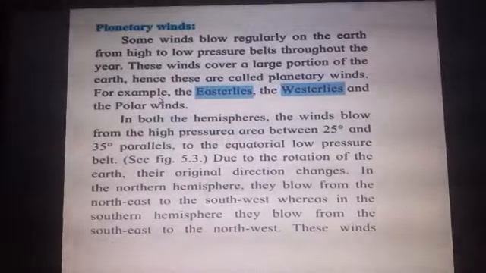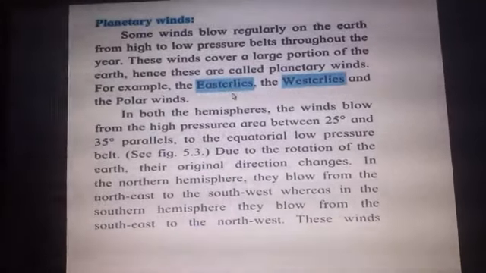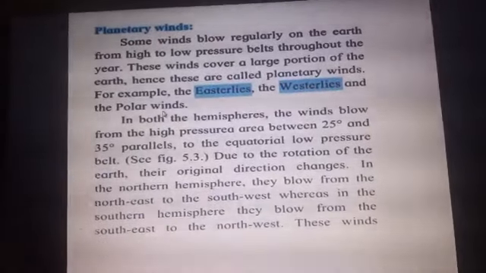Therefore these winds are called as what? Planetary winds. For example, the easterlies, the westerlies, and the polar winds. So these are the 3 types of planetary winds.